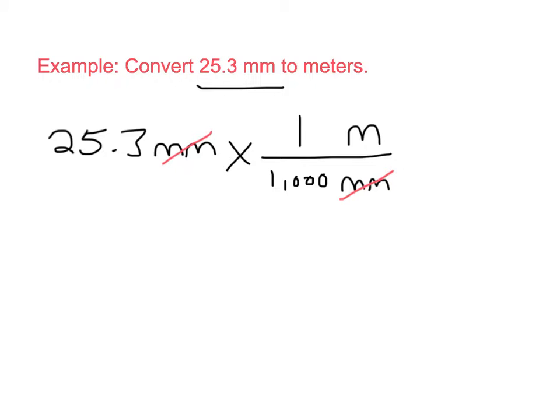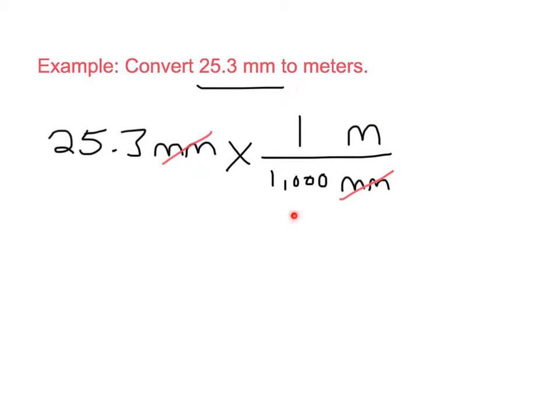Could you have written 1 millimeter equals 0.001 meters? Is that correct? Is it easy looking? It's a little more annoying to put a decimal in there, but as long as they're the same, it's okay.